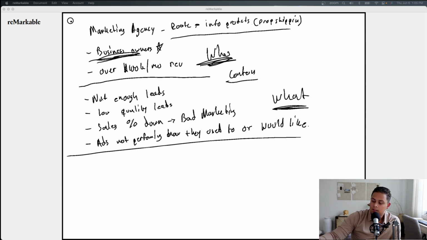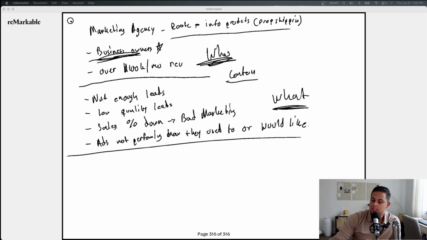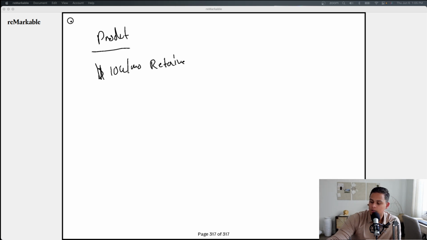Okay. The next thing that you want to do is your product and price point. So what product are you selling them? Let's open up a new page here. Are you an agency that's selling a 10K a month retainer? Guys, you're going to have to bear with me with the handwriting. I'm not going to mention it anymore. Retainer. It's just so bad that I need to talk about it. So do you have a product that's a 10K retainer?